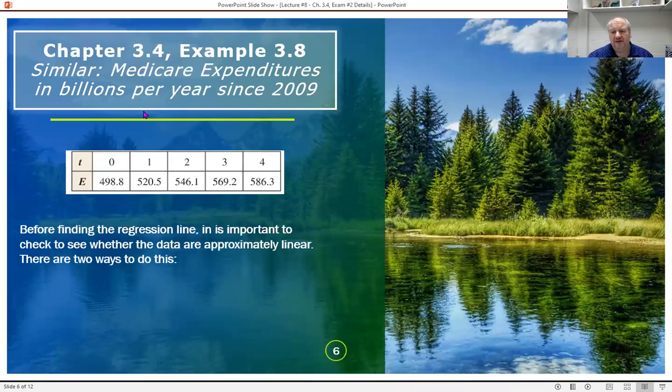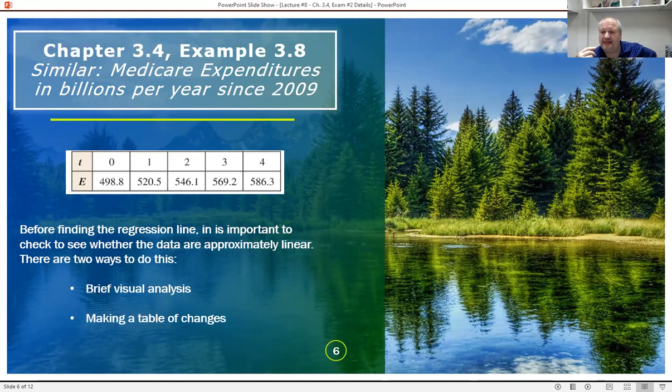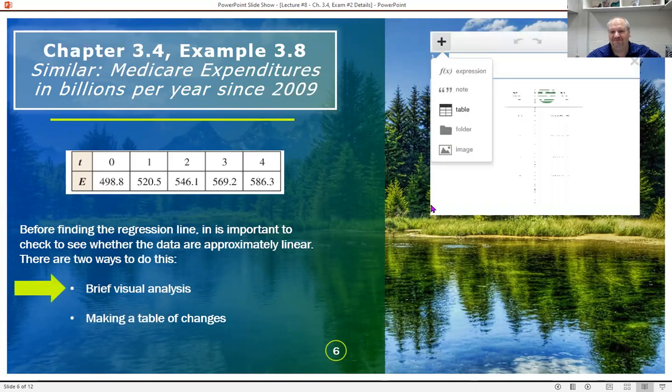So before you find the regression line, take a look to see if the data are linear. You can do this in two different ways. You could do it with a visual analysis or by making a table of changes. Here's what it would look like as a visual analysis. First, you go into Desmos. You would go to the plus sign on the top left like you see there, and then you would click table, and then you would type in these numbers just the way you see them.